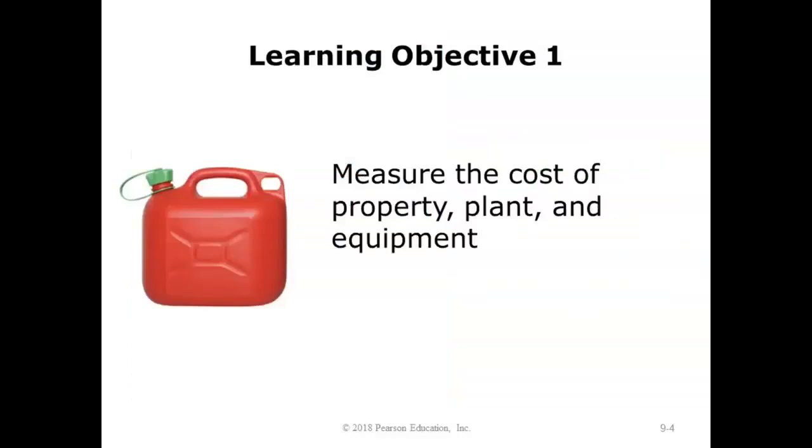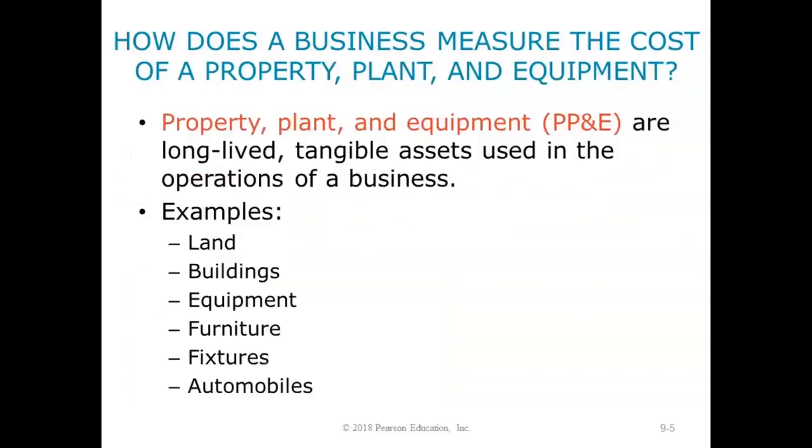Now, when we look at property, plant, and equipment, we're looking at historic cost or the amount it costs in order to get the asset in your possession and up and running. Now, with property, plant, and equipment, what it is is long-lived tangible assets. These are assets out there that you're definitely going to use in the operation of your business. And the thing is with long-lived tangible assets, these are assets that are going to last a lot longer than a one-year time period.